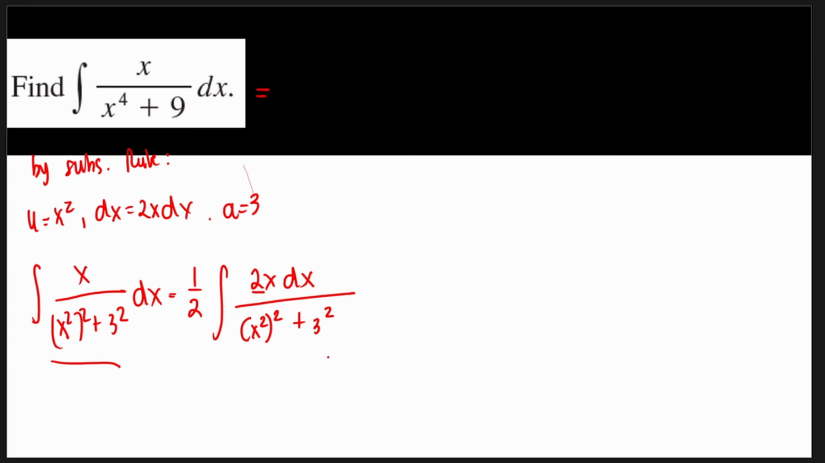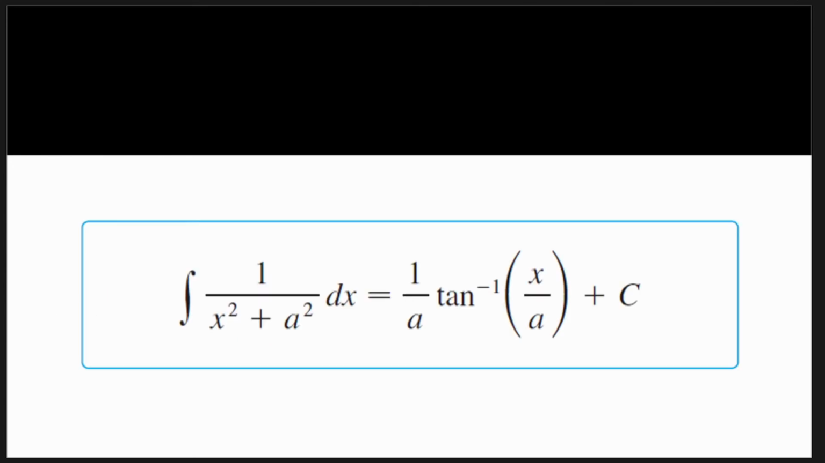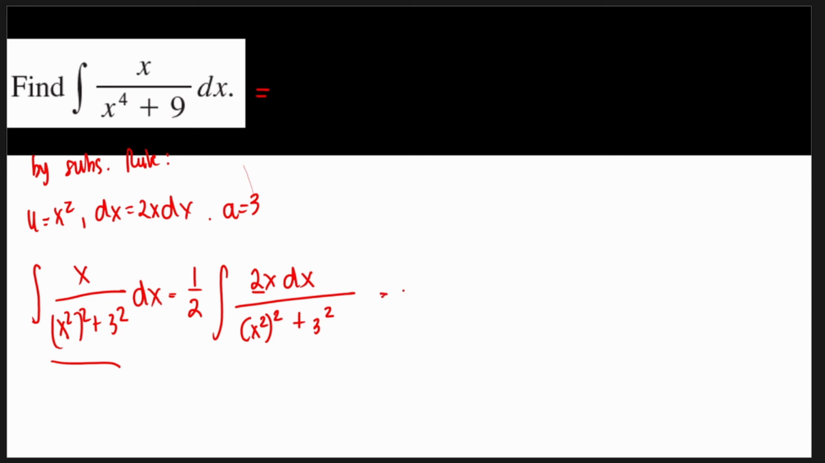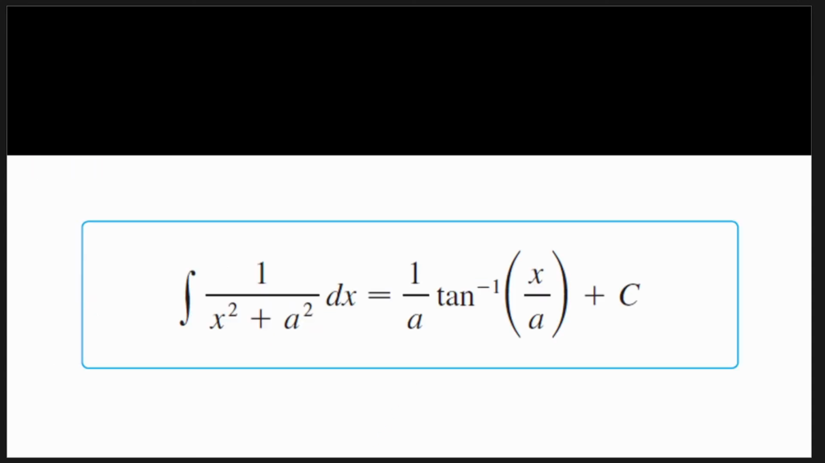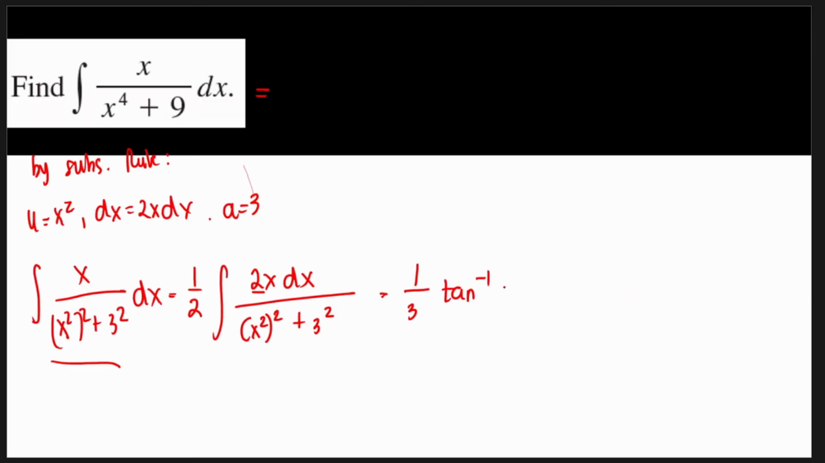Alongside the integration formula, this is just equal to 1 over a, which is 3, arctangent of your u here, which is x squared, plus c. That is your final answer.